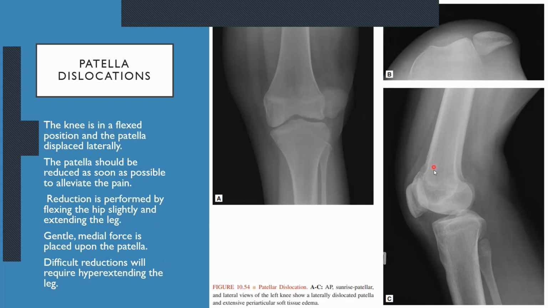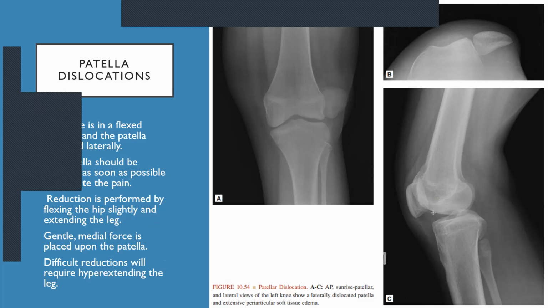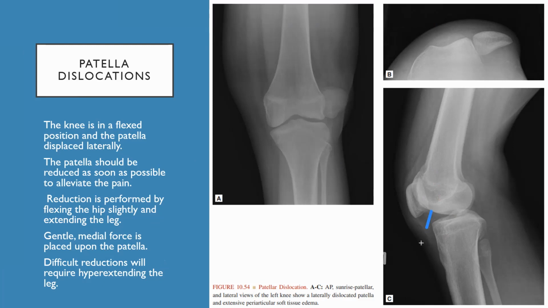So you do get difficult reductions as well, and you sometimes have to hyperextend the leg. In other words, you're going to be extending the leg, so your tibia and fibula will then end up going in this direction eventually. Maybe not that much, maybe around there. But that just gives you a bit of an angle to work with, and then to get the patella in there. But that doesn't happen very often.